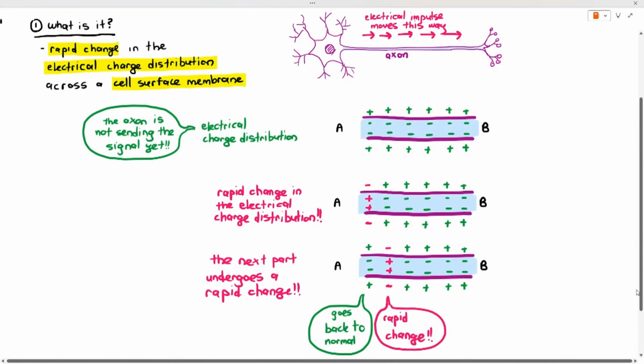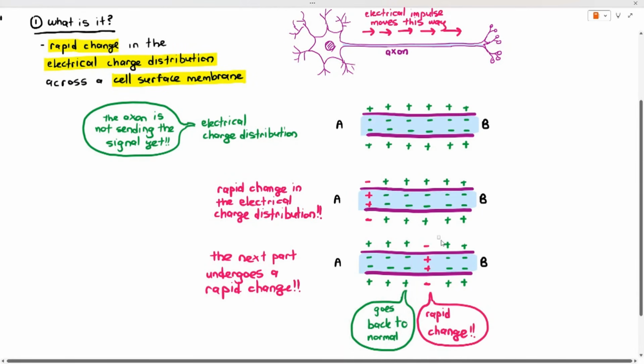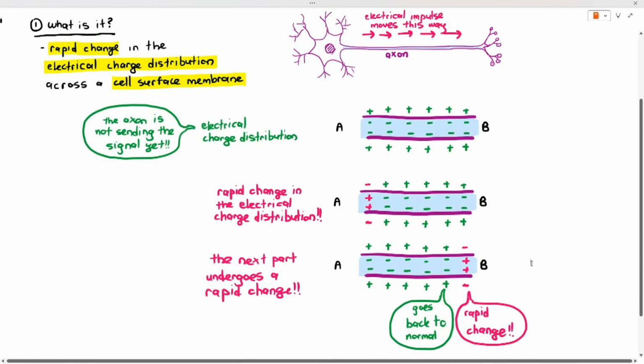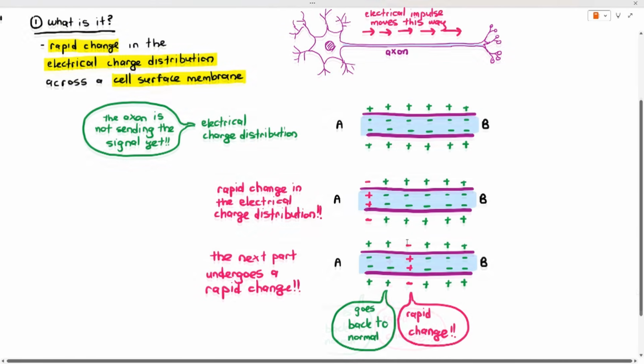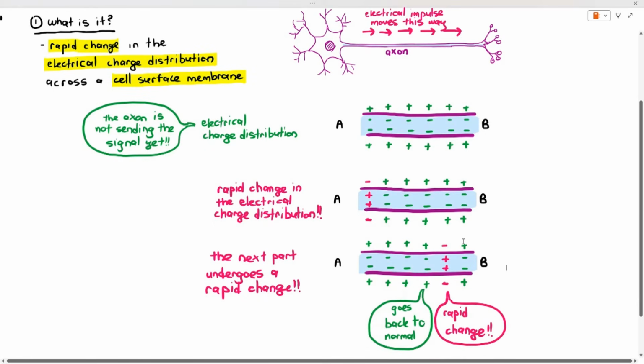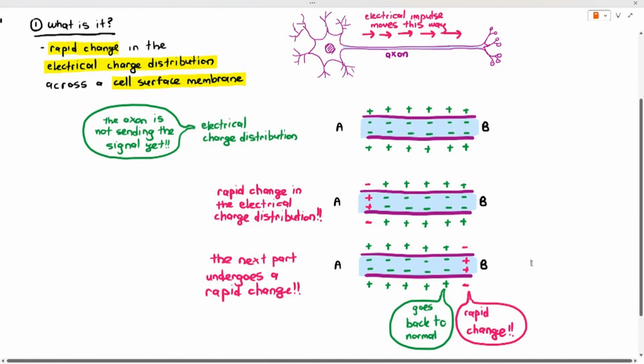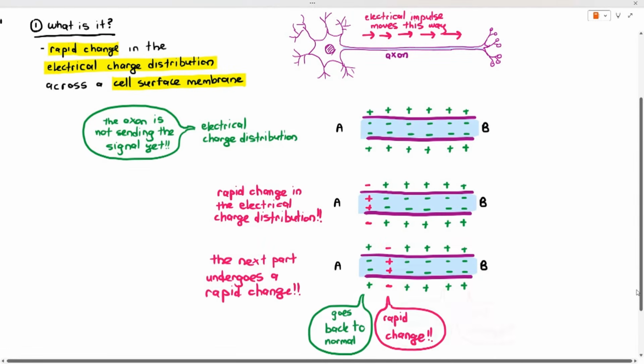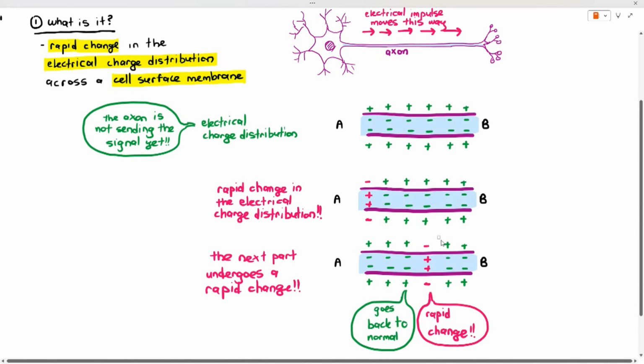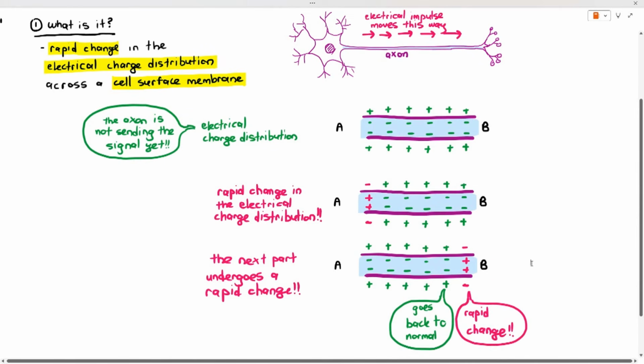So the action potentials are not electrons traveling. It's basically the charge along the cell surface membrane changing. The charge flips. First it flips on the left side at A, and then it flips all the way to B. But it doesn't remain, and you also have to understand that once it flips, it has to go back to normal. I use the word flip, but that's not the correct word to use, by the way. I will explain that further in detail. But the point I'm trying to make is that the change is rapid, where the inside becomes positive for just one instant, and then it goes back to normal. And then the next area undergoes the same change. The charge distribution changes, and then the next part.